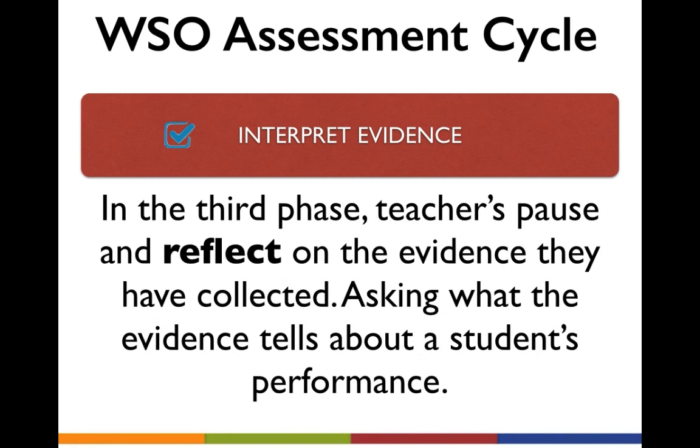The third step of the assessment cycle is interpret evidence. Teachers reflect on the evidence they have collected and determine what it means about a child's performance. This helps teachers plan instruction and communicate with families. After checking off students on the matrix she created, our teacher will reflect on the evidence and may notice that Shaquan can count to 10 with some assistance and that Emmeline can count to 5 independently.